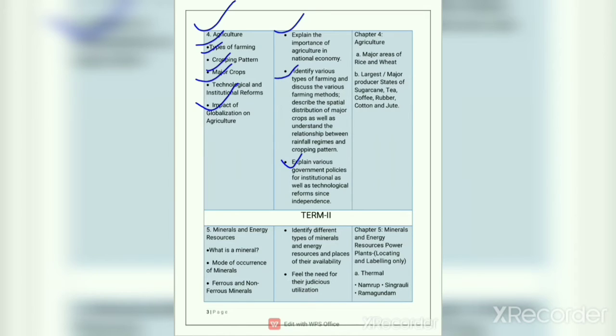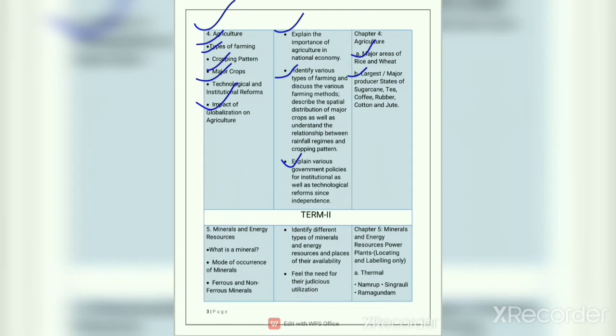So from this chapter you should be able to locate the major areas of rice and wheat. You should also be able to locate largest or major producer states of sugarcane, tea, coffee, rubber, cotton and jute. Now let us see the chapters which are there in term 2.